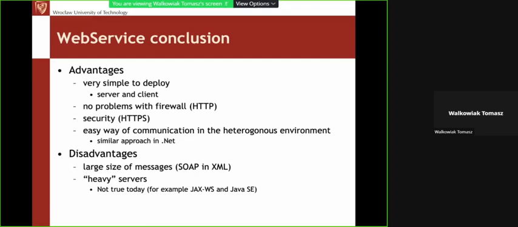Disadvantages. The main disadvantage is a side effect of its advantages. I mean the size of the messages. SOAP is XML. XML is very exhaustive, but SOAP adds some extra requirements to XML. So at the end, as you probably noticed, if you were not sleeping, looking at my previous slides, they are very, very exhaustive. It costs. You have to convert them automatically.